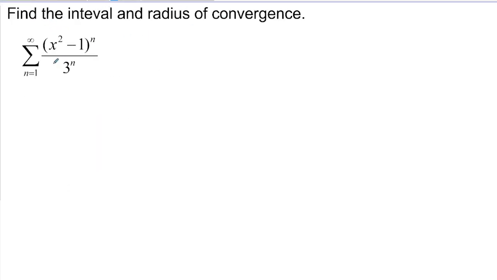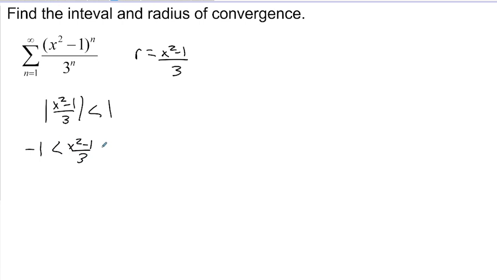Find the interval and radius of convergence again. This one is actually geometric. r, what we're multiplying by each time, is (x squared minus 1) over 3. And with geometric series, we want the absolute value of r to be less than 1. So we have not r here, but x squared rather. The absolute value of (x squared minus 1) over 3 is less than 1. And I suppose we could use the definition. Negative 1 is less than (x squared minus 1) over 3 is less than 1. We could multiply by 3, and then we can add 1. So negative 2 is less than x squared is less than 4.